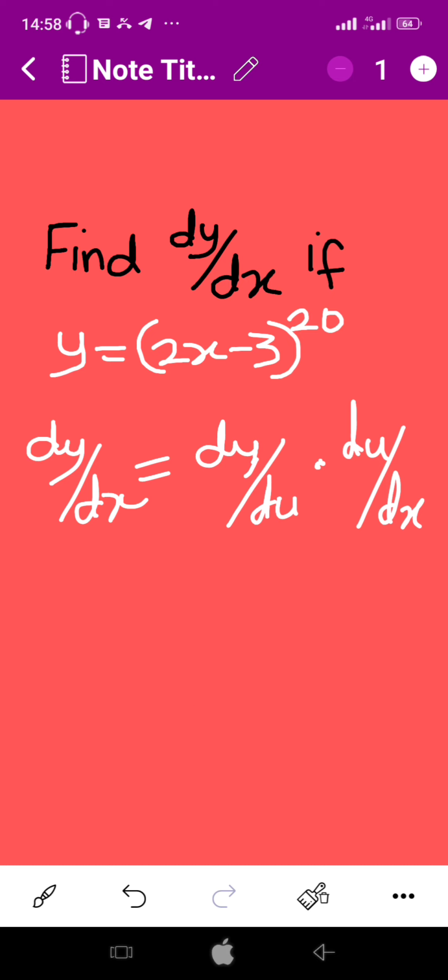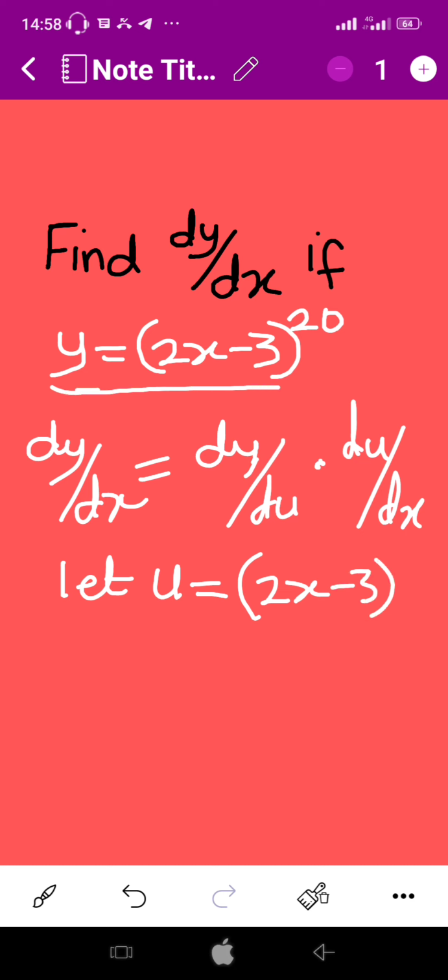Okay, in the formula we have u. Let us define our u as the term inside this bracket. Okay, so our u will be the bracket 2x minus 3. So if that is the case, the whole of y will now be u raised to power 20. Remember, the whole of the term in bracket is u, so y is going to be u raised to power 20.